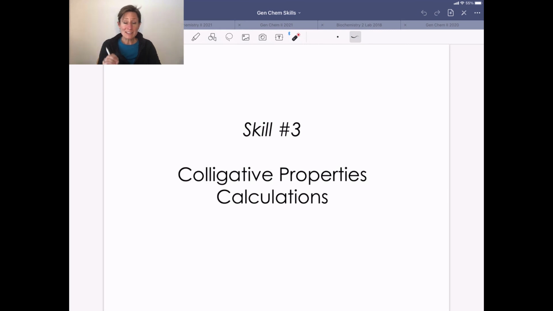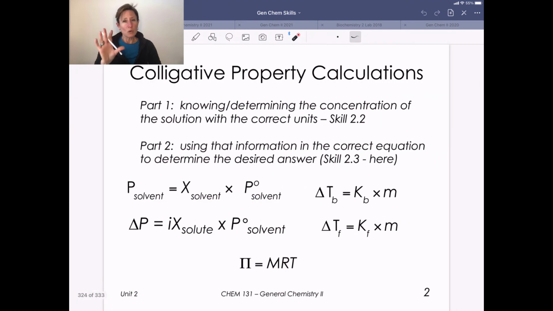So our last skill in this unit on properties of mixtures, thinking about solutions and colligative properties, is the quantitative piece of colligative properties. This is what your in-person quiz is going to be about. We've got 4 different kinds of colligative properties that we've talked about, so 4 different kinds of calculations that you need to do.